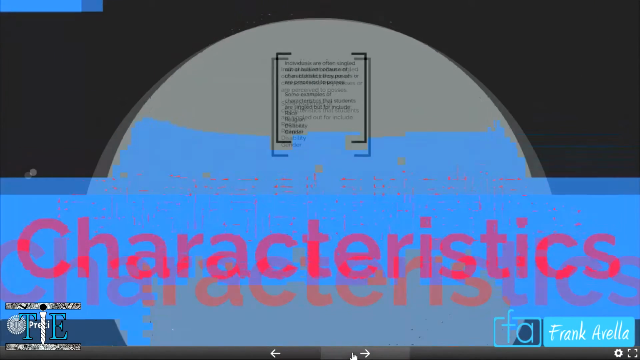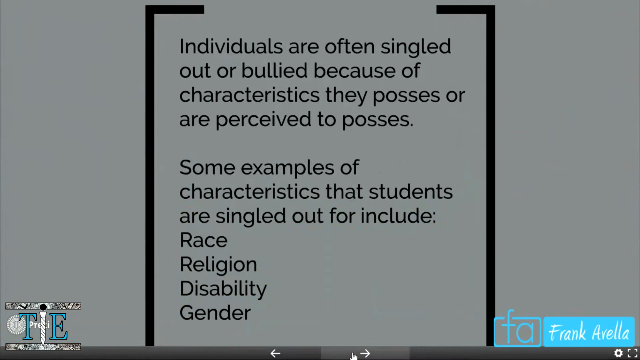Characteristics. Well, individuals are often singled out or bullied because of a specific characteristic they possess. Those students are picked on because of that characteristic, and some of those characteristics include race, religion, disability, gender. The list goes on and on, but we just have a couple listed here.